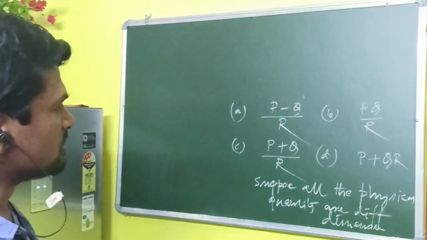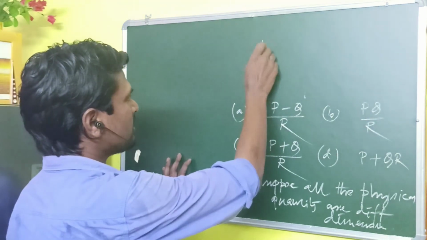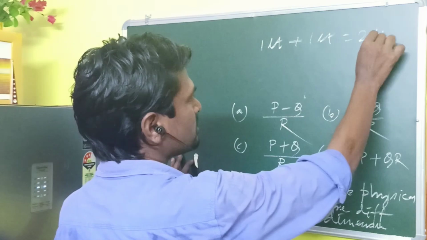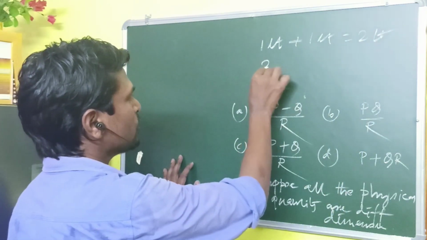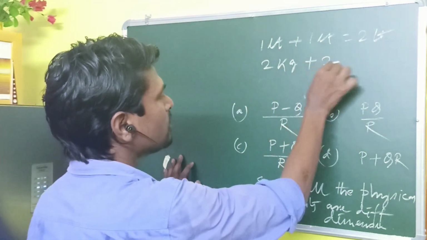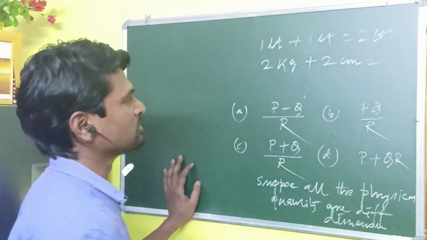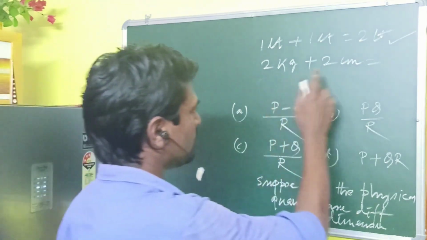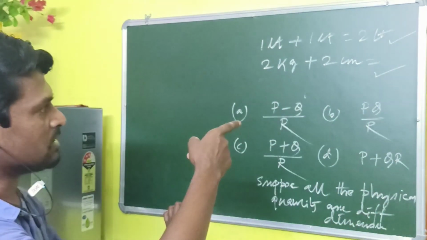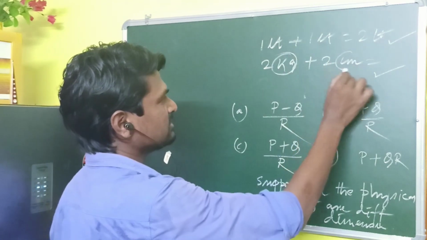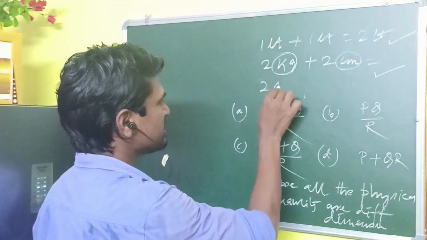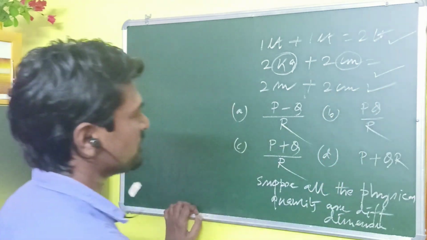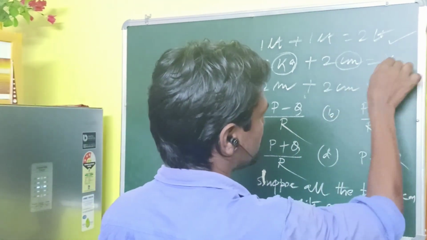First of all, students, again I repeat, 1 liter plus 1 liter equals 2 liter. And if I say 2 kg plus 2 centimeter, is that possible? No, it is not possible, if this is kg and this is centimeter. But if it is written as 2 meter plus 2 centimeter, then you can say that this is possible.